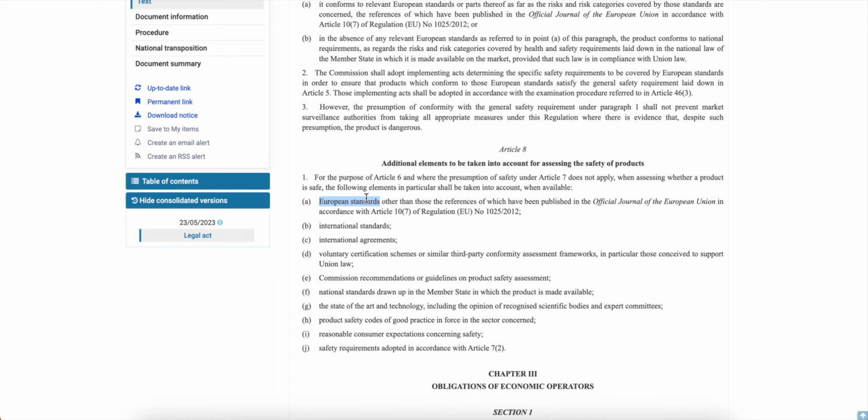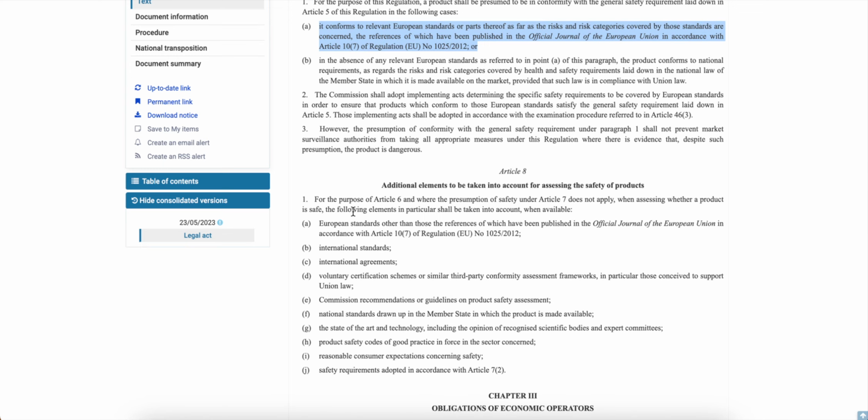but for some reason not for strollers. Why is that? I have no idea. But if you sell a baby carrier, well, then we have a harmonized standard as described up here. If we sell baby strollers, well, then we have to look at other European standards. For some reason, that one has not been published in the official journal of the EU, if I recall correctly. That's just one example. We can look at international standards and agreements, voluntary certification schemes, national standards, product safety codes, and so on.